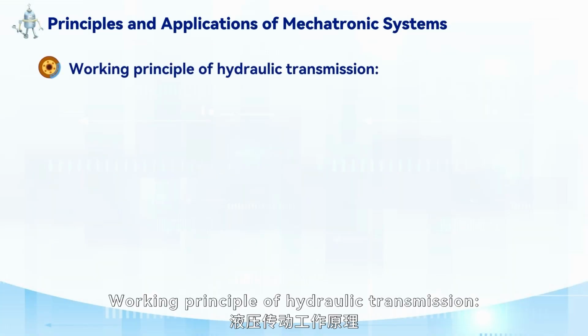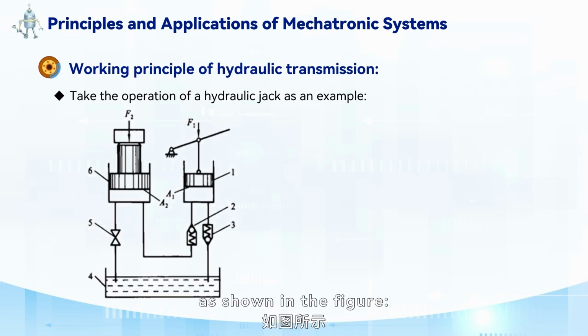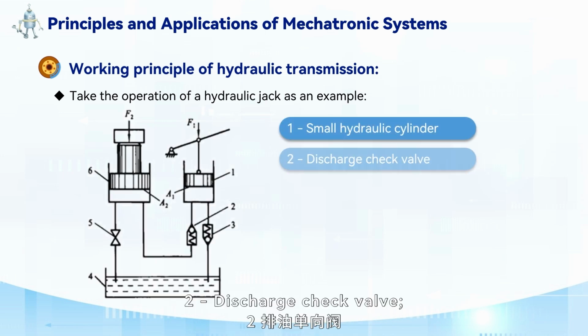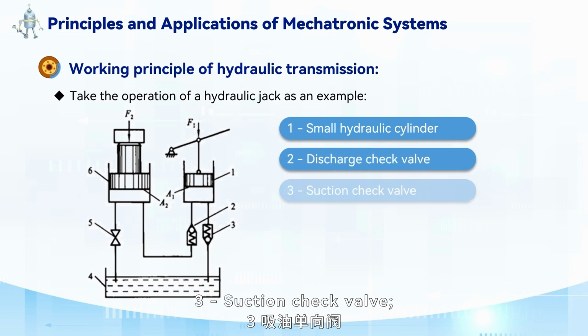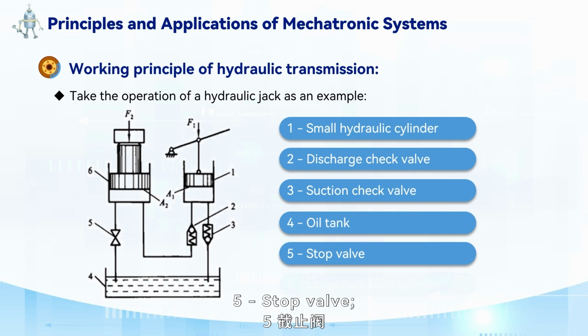Working principle of hydraulic transmission. Let's take the operation of a hydraulic jack as an example, as shown in the figure. 1. Small hydraulic cylinder. 2. Discharge check valve. 3. Suction check valve. 4. Oil tank. 5. Stop valve.